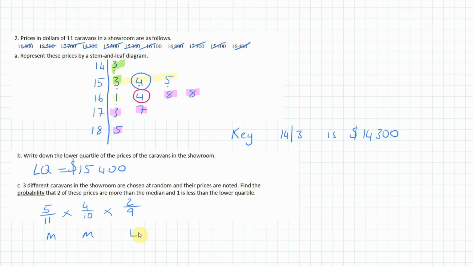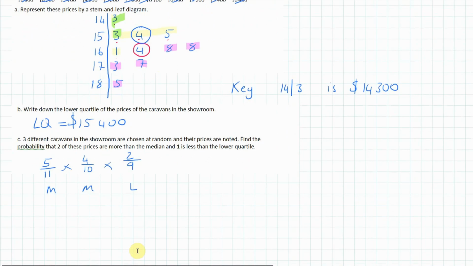Okay, now you can see that there's a number of different ways that you could do this, right? So you could actually go more than the median, less than the lower quartile, more than the median, or you could go less than the lower quartile, more than the median, more than the median. So there's 3 different ways you can do this. So I'd probably just multiply this by 3, and that will give me the different options. So let's just see what this works out to be.